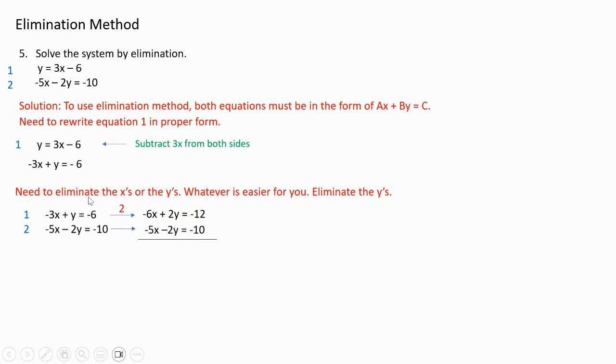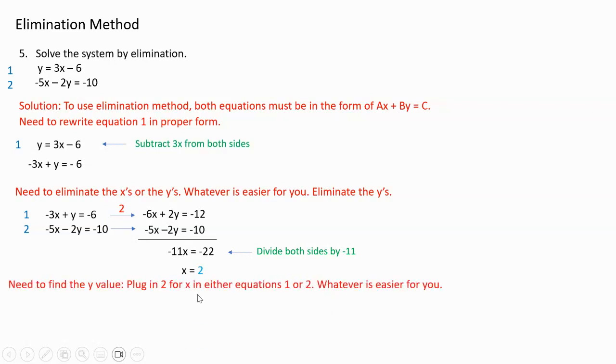This is called the elimination method or the addition method. There are different authors that use different vocabulary for this. If you notice, the y's were eliminated. We got negative 11x equals negative 22. We divide both sides by negative 11, and we get x equals 2. Now we repeat the process, right?